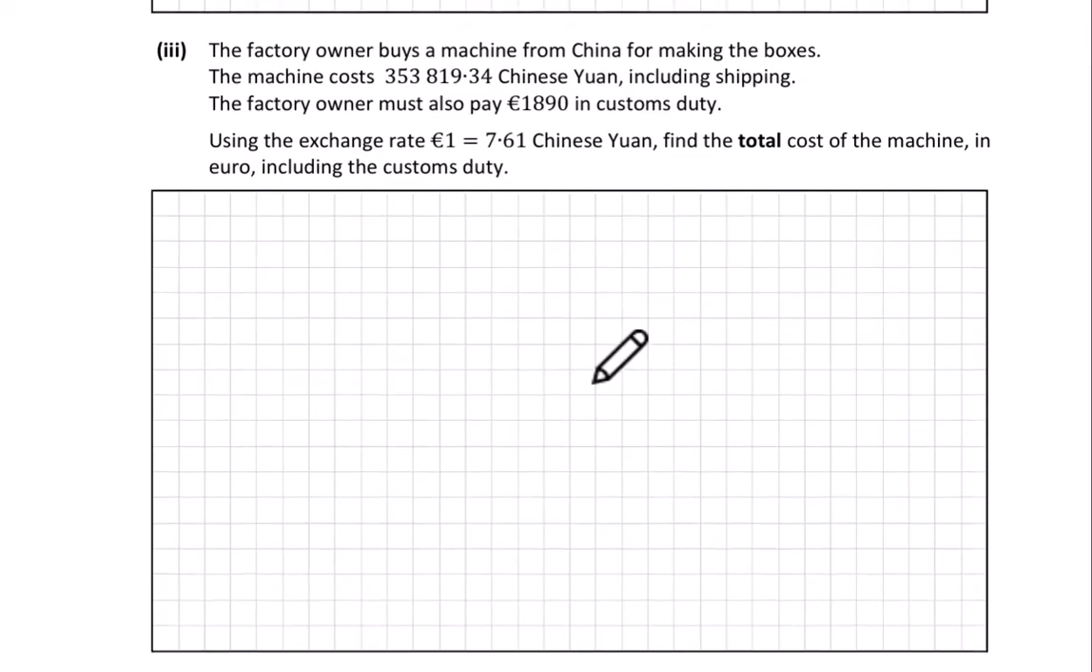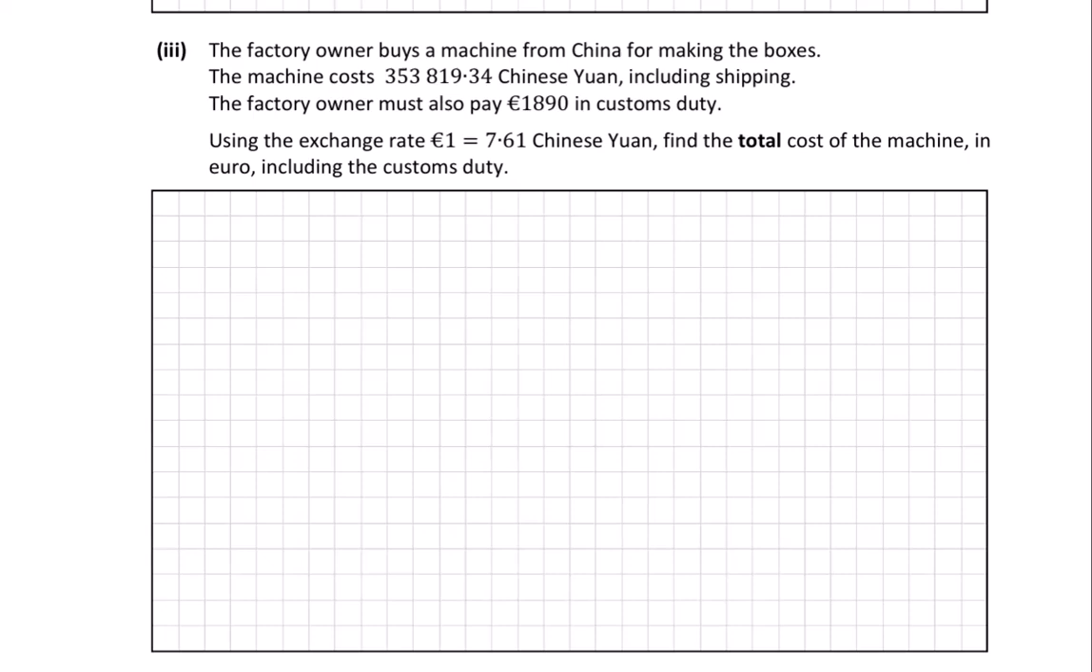The factory owner buys a machine from China for making the boxes. The machine costs 353,819.34 Chinese yuan. Including shipping. The factory owner must also pay 1,890 in customs duty. Using the exchange rate, €1 is equal to 7.61 Chinese yuan. Find the total cost of the machine in euro, including the customs duty.